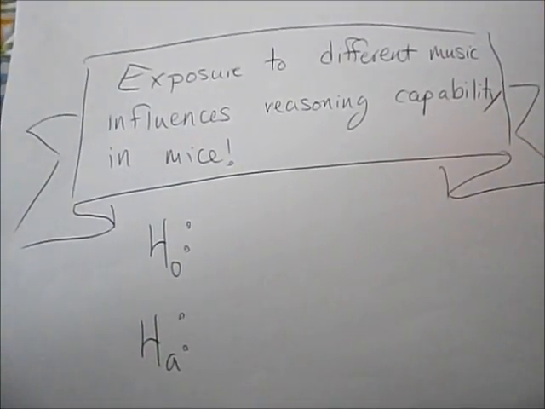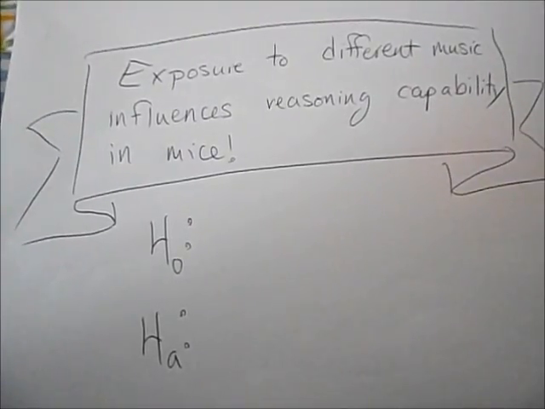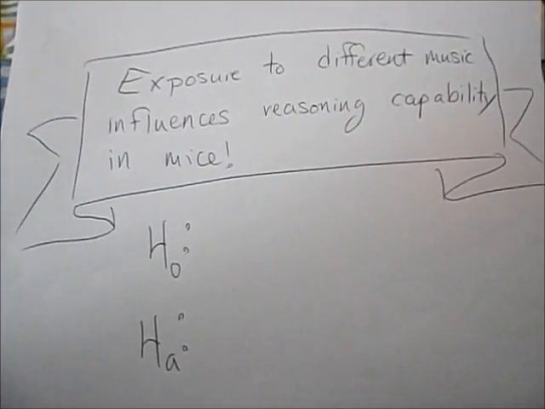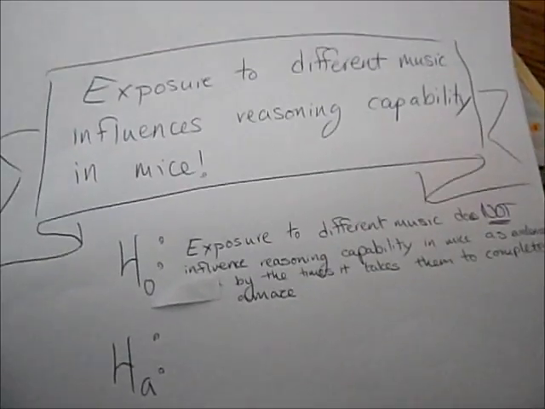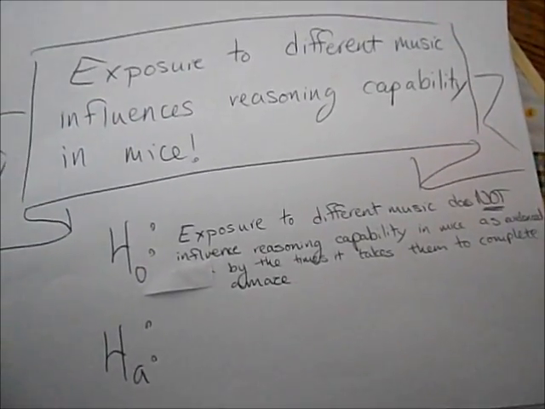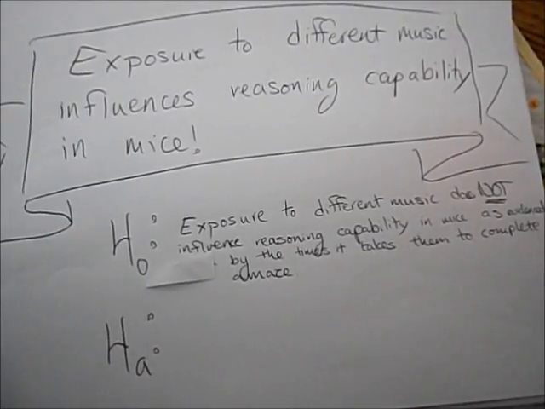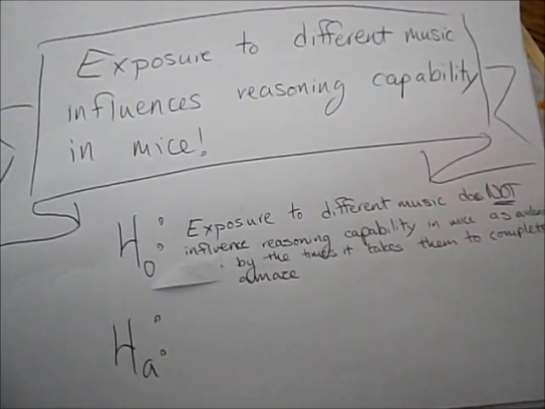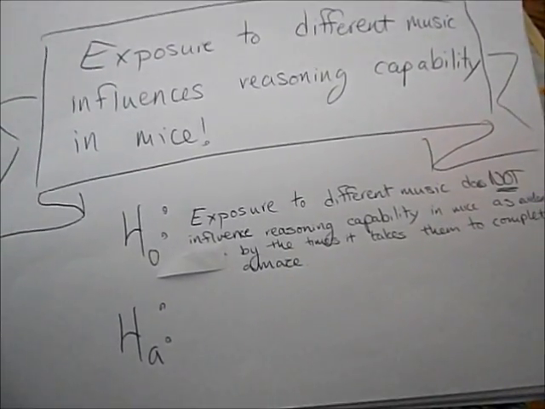Null hypothesis. The null hypothesis is that nothing is different between groups. Here, our groups are going to be exposed to different music. So the null hypothesis might be exposure to different music does not influence reasoning capability in mice, as evidenced by times it takes them to complete a maze. Right? It's something we can test. And it says that there is no difference between groups.